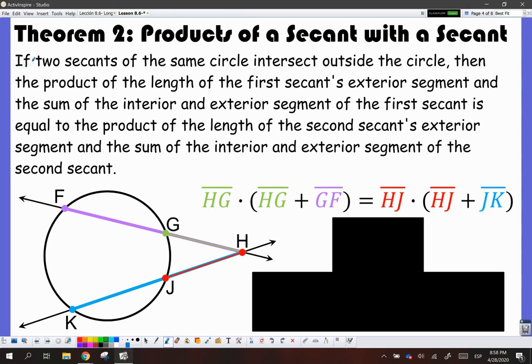So let's start. If two secants of the same circle intersect outside the circle, then the product of the length of the first secant's exterior segment and the sum of the interior and exterior segments of the first secant is equal to the product of the length of the second secant's exterior segment and the sum of the interior and exterior segments of the second secant.